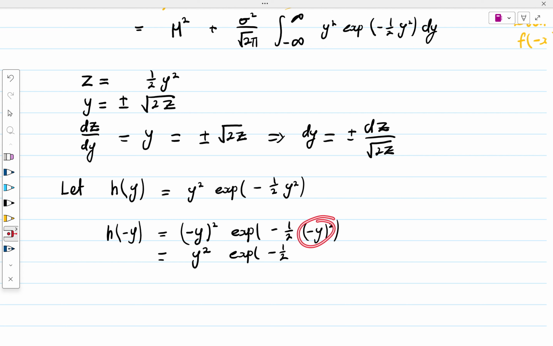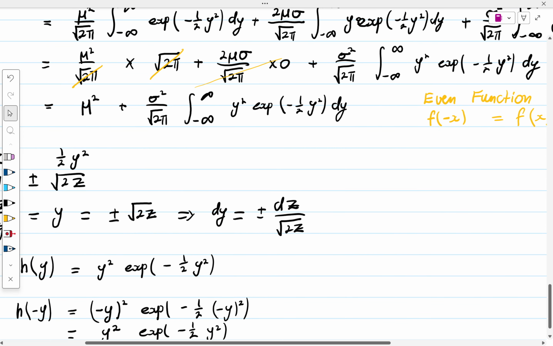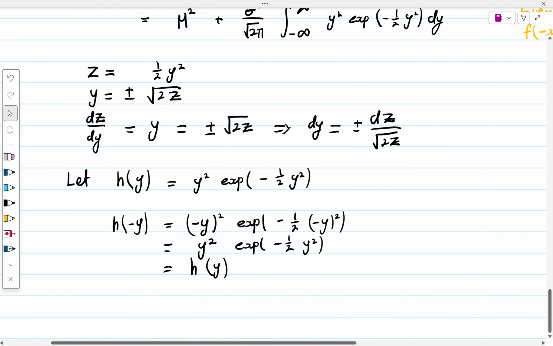Similar reasoning here, negative y all squared. Negative squared becomes a positive. So we're just left with y squared. And then, of course, hey, what do you recognize? This is by definition what we call h of y. And so it is true, in fact, that this expression here is an even function.